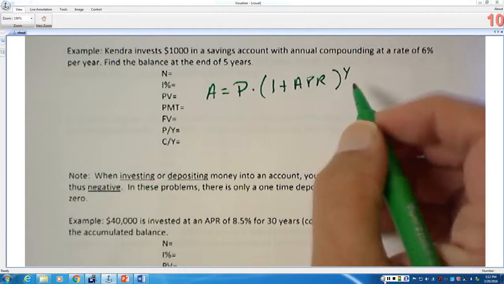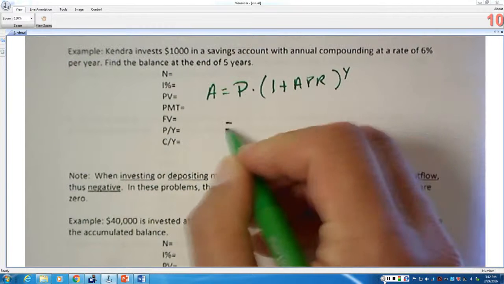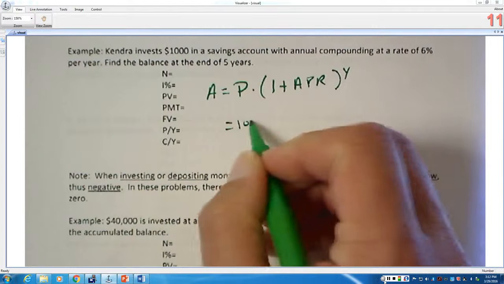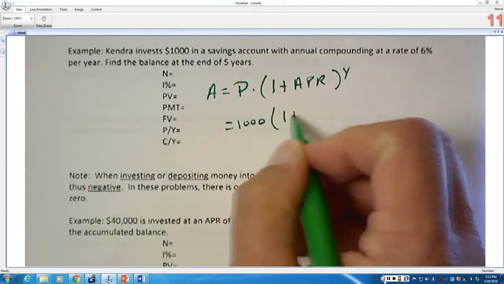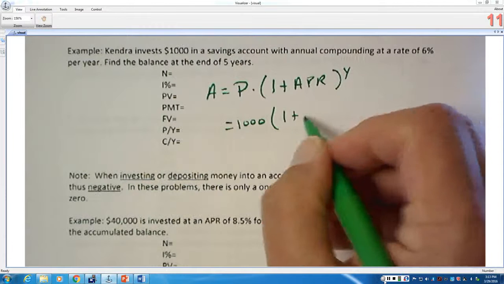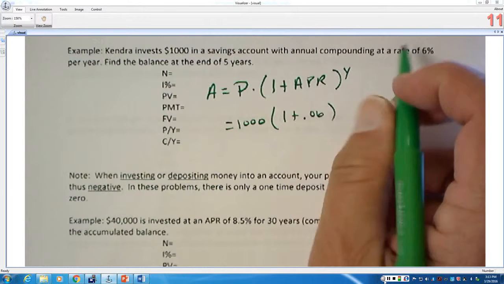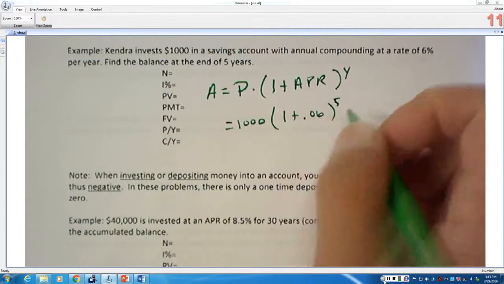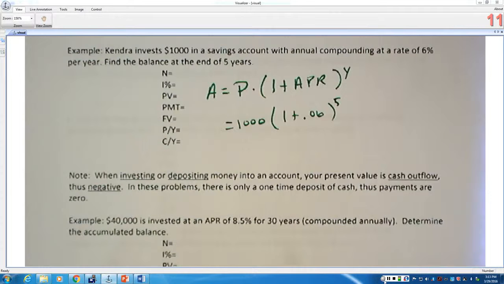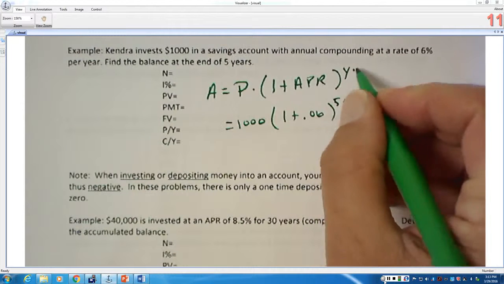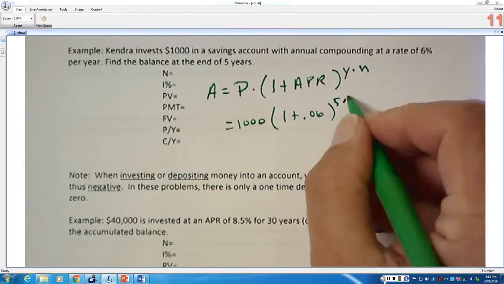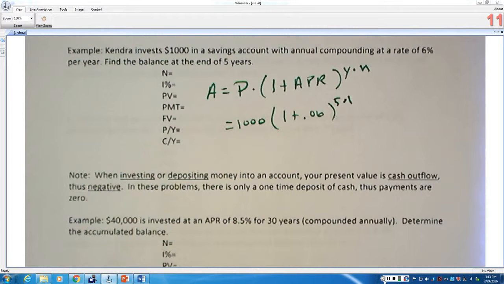So now what you do is you plug them in. Your principal in this case was $1,000. 1 plus the APR was 0.06, and then you have 5 years. And it's annual compounding, so that should be multiplied by n, and that's just going to be times 1. You can't see that, can you? Sorry. Okay, so basically that's the formula that you're going to be using.